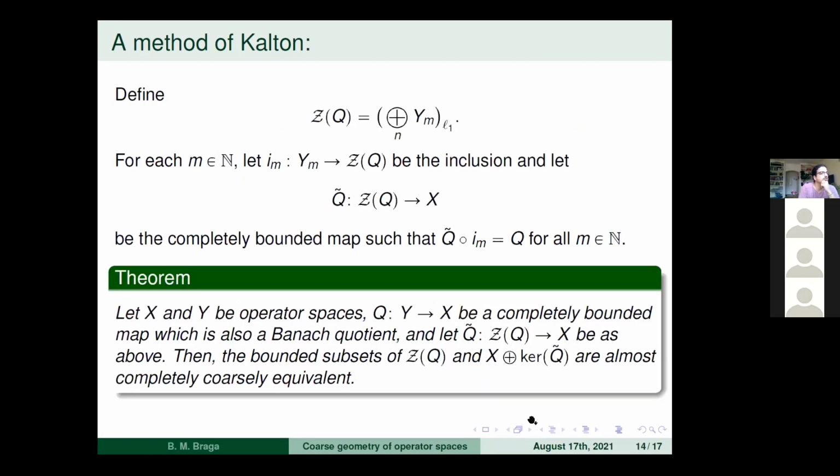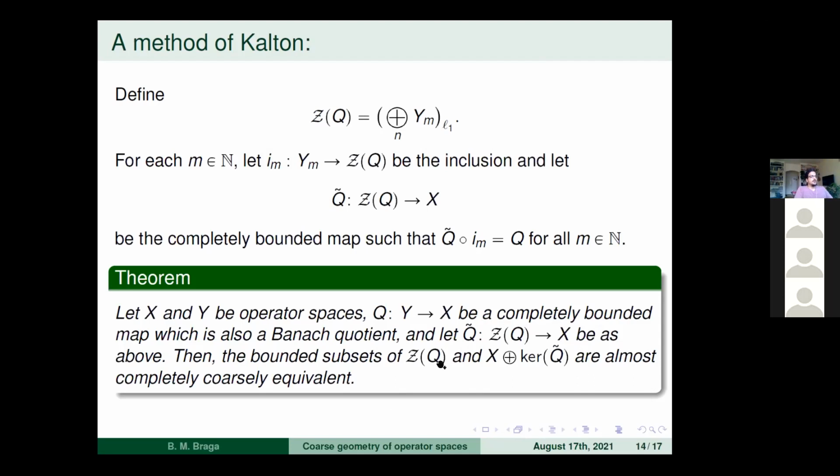And what we can show is that, well, here I'm just repeating everything. I start with the operator spaces X and Y. I have a completely bounded map, which as a map between Banach spaces is also a Banach quotient. Then I consider the things above. Those two spaces, regardless of what quotient map you started with, have the same bounded subsets according to almost complete coarse equivalence.